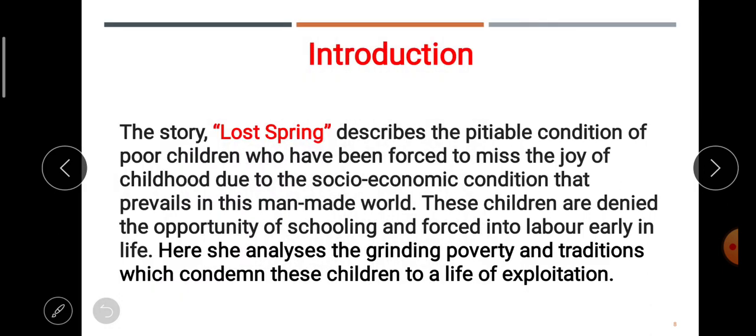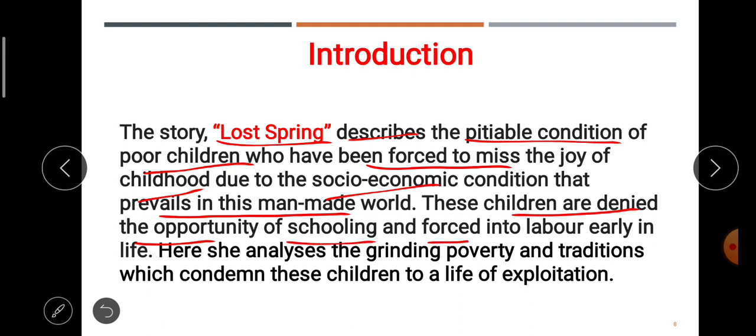Talking about the first half of this chapter, it describes the pitiable condition of the poor children who have been forced to miss the joy of childhood due to the socio-economic condition that prevails in this man-made world. These young children are denied the opportunity of going to school, and they are forced to labor early in life. They are forced to do child labor.